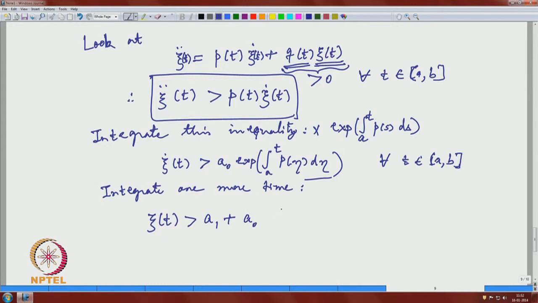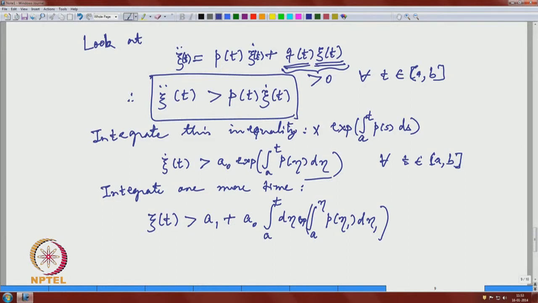So, let me write it. First a to t, let me write d eta, and then exponential as it is a to eta p eta 1 d eta 1. So, there is a double integral here. Okay. That's one.